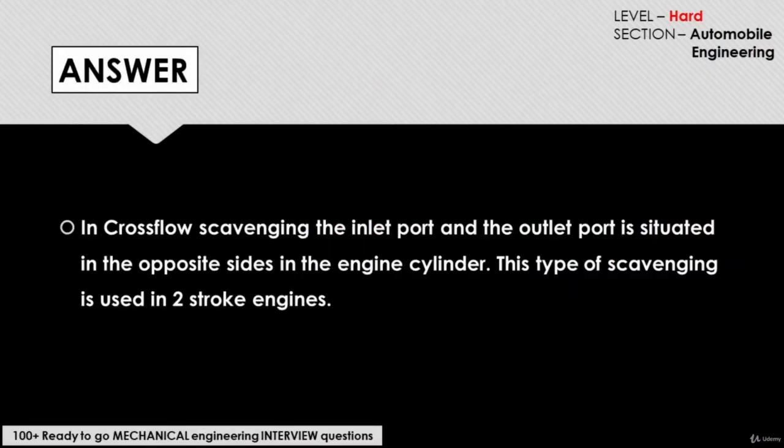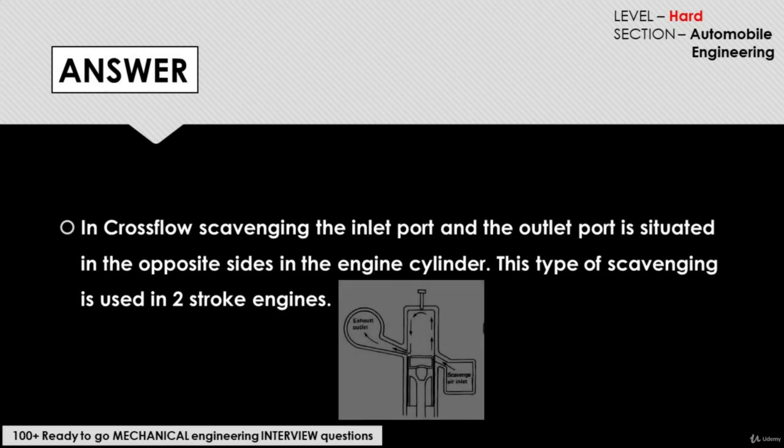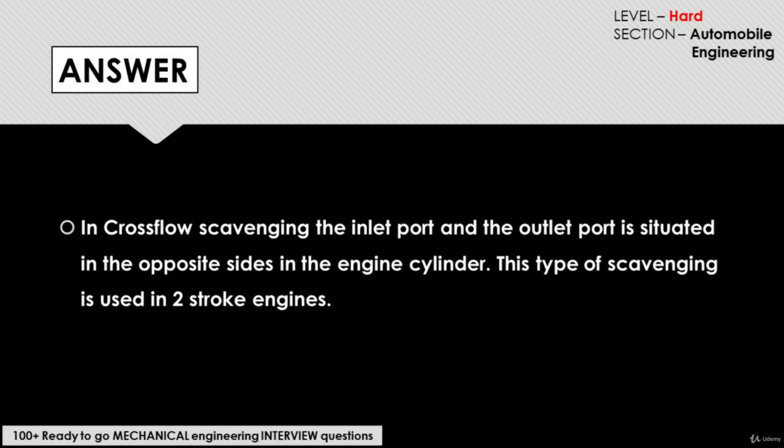The answer to this question would be: in cross-flow scavenging, the inlet port and the outlet port are situated on opposite sides in the engine cylinder. This type of scavenging is used in two-stroke engines.